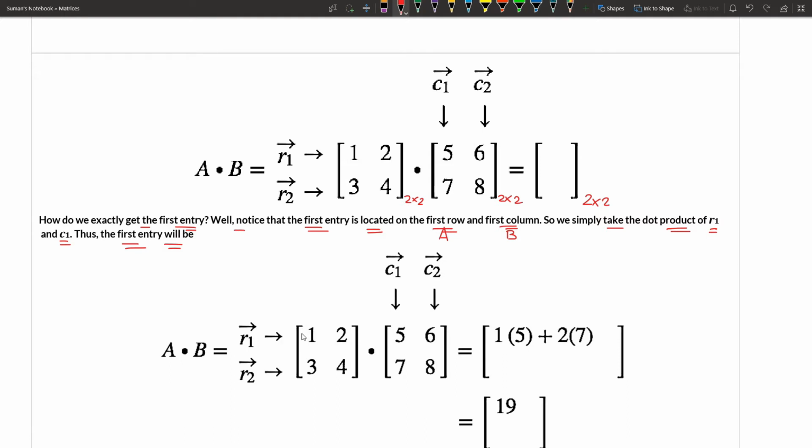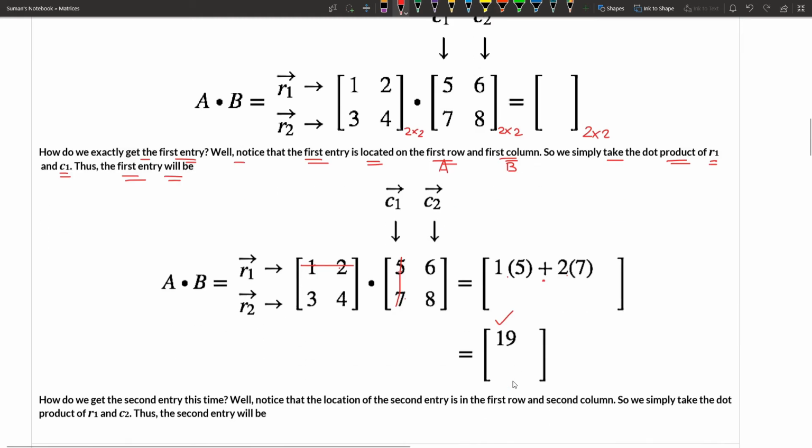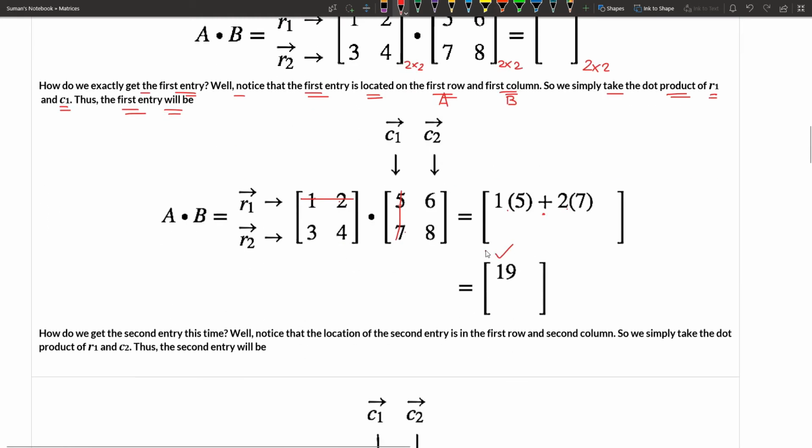So we are treating 1, 2 as row 1 from matrix A, and 5, 7 as the first column for matrix B. So here we are taking the dot product, and that becomes 1 into 5 plus 2 into 7, which is 5 plus 14, or 19. So that is the first element, and that is also our A11 for the multiplied matrix.